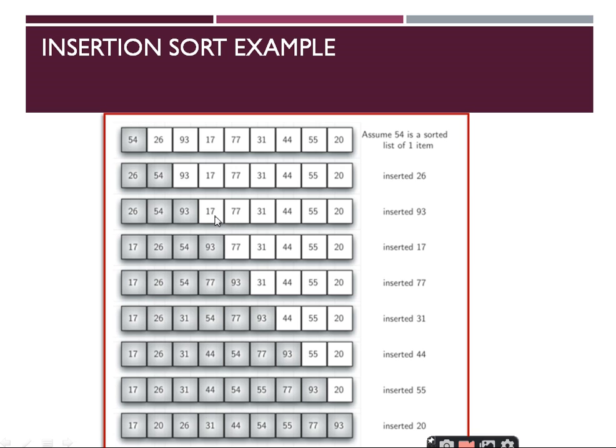Next time we are inserting element 17, and we find the appropriate place. Since it is less than 93, less than 54, and less than 26, it will occupy the first position in the sorted array. Next time we are inserting 77. This will be compared, the appropriate position is found, hence it is inserted. This is how the complete algorithm goes on. While inserting, we are finding the appropriate place for the item to be inserted. I hope you have understood this.